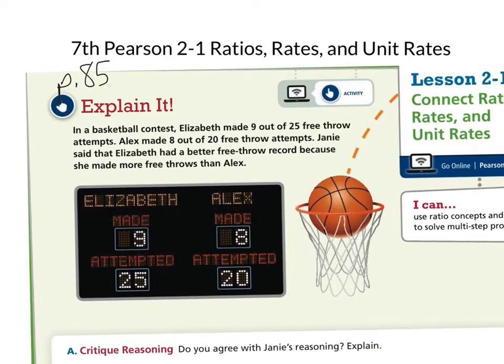So here we have a basketball contest. Elizabeth made 9 out of 25 free throw attempts and Alex made 8 out of 20. Janie says Elizabeth had a better free throw record because she made more free throws than Alex. So what do you think?